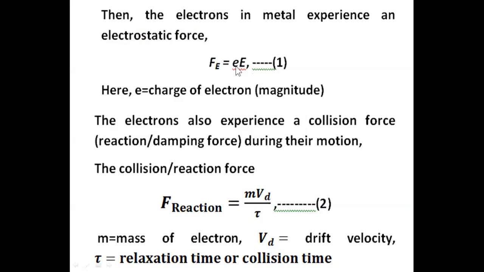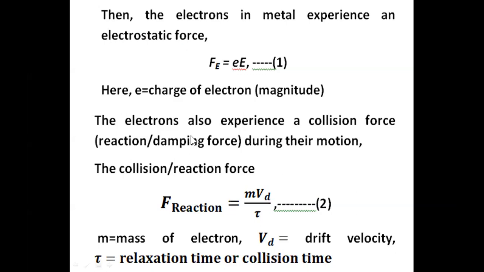Small e represents the charge of electron. I am considering here only the magnitude. On the other hand, capital E represents the applied electric field. F suffix E represents the electrostatic force experienced by the free electrons in presence of electric field E, capital E.